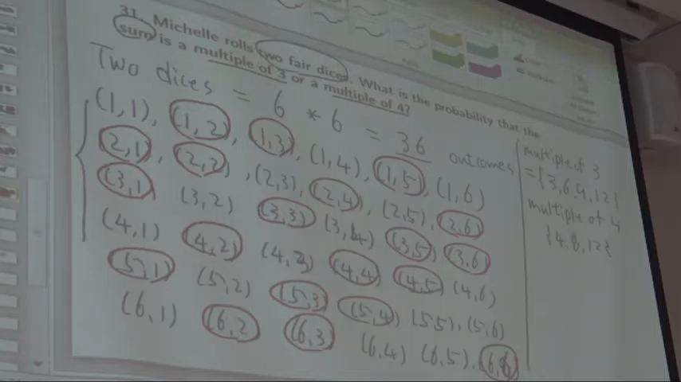So we have 1, 2, 3, 4, 5, 6, 7, 8, 9, 10, 11, 12, 13, 14, 15, 16, 17, 18, 19, 20. We have 20 over 36, which is 5 over 9. That is a probability.